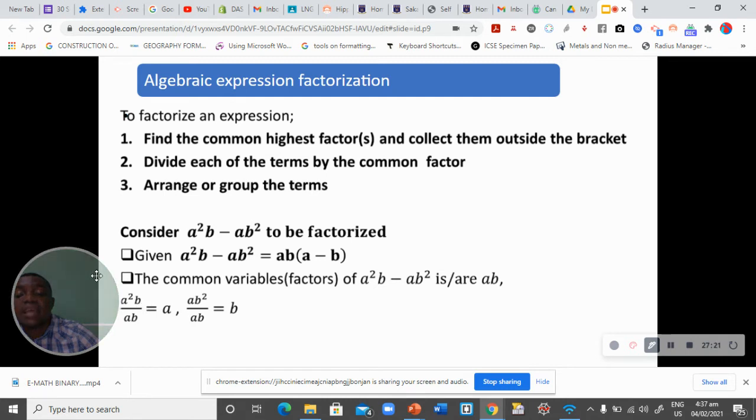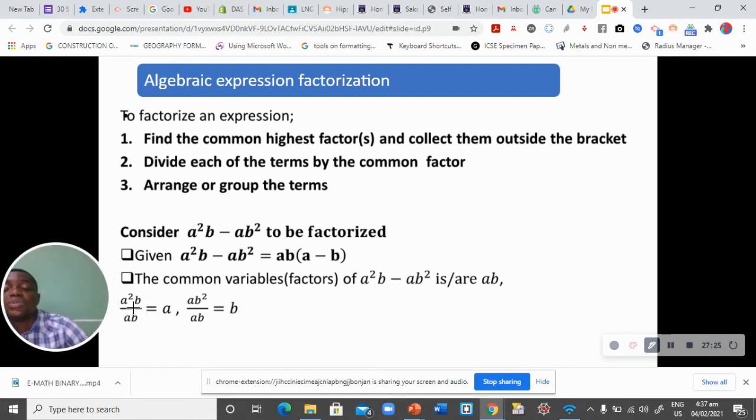To get the other terms, you use the term which is a squared b over ab, the factor. Then the b cancels b, and the a cancels one of the a's, leaving a. The same way, a b squared over ab: a cancels a, then b cancels one of the b's, leaving b. So that's why we have ab times (a minus b).